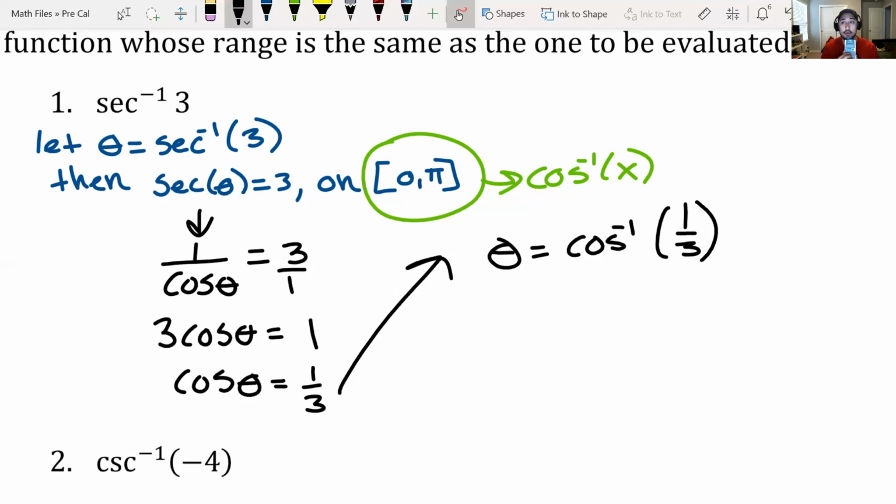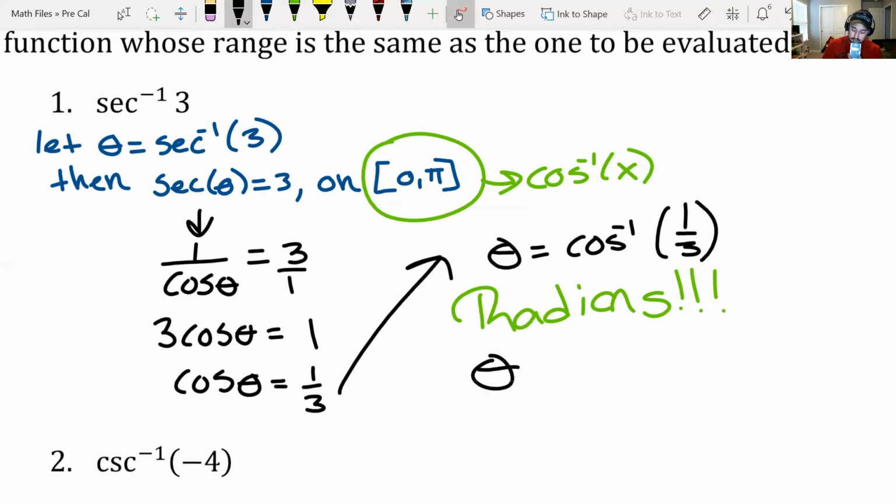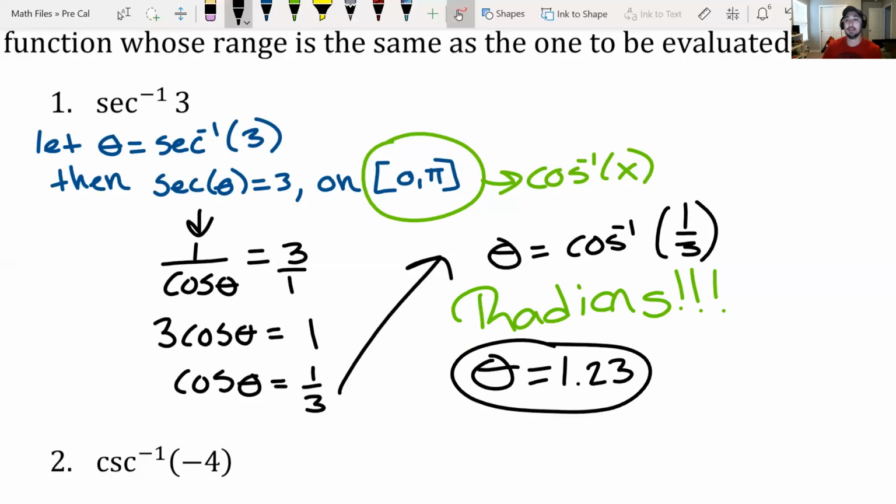But before you start calculating stuff, make sure that your calculator is in radians. Put it in radians. And with that being said, theta is equal to, I'm going to go to mode, I'm in radians, inverse cosine of 1/3, hit enter, and I'm going to do this in 2 decimal places. We get 1.23. Yay.